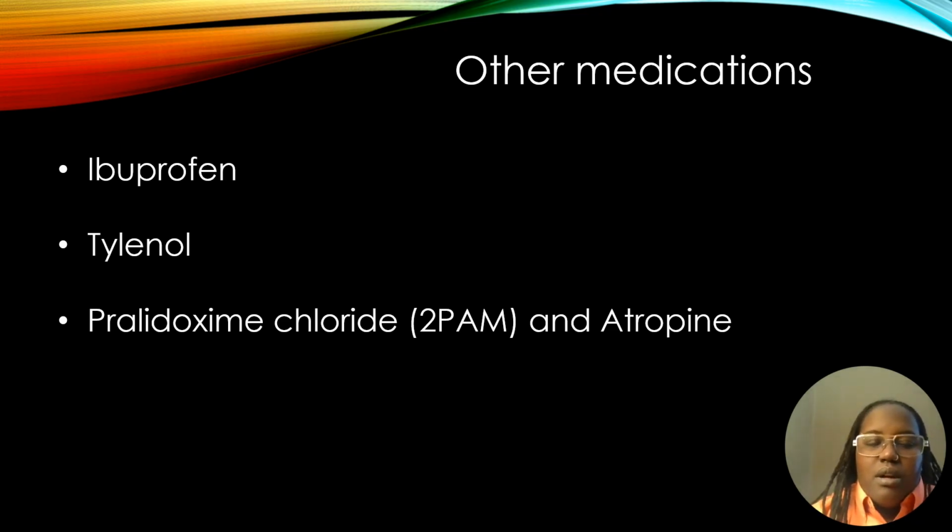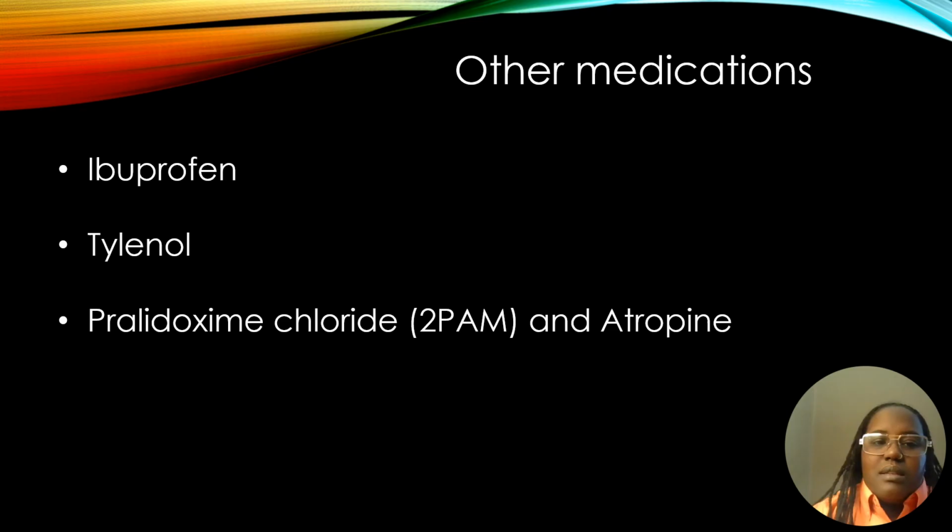For Tylenol, another name for it is going to be acetaminophen. That is going to be the generic name for Tylenol. So you may see that on some of the bottles. It is used to treat pain relief and to treat fever. Again, this can be used in conjunction with the ibuprofen, alternating between the two, or it can be used in place of it if the patient has a hypersensitivity to ibuprofen.